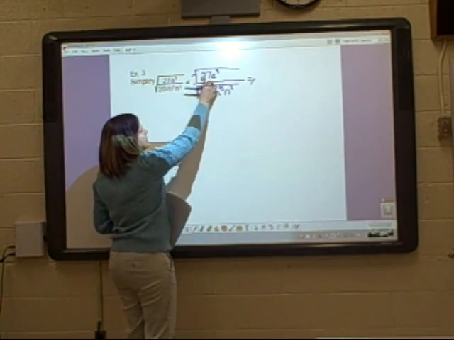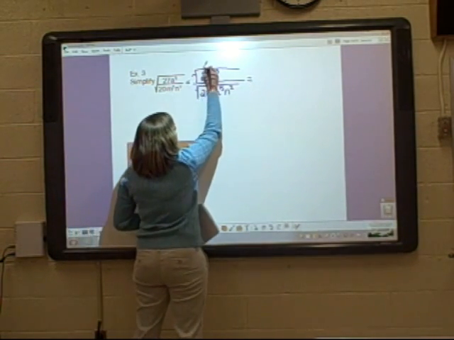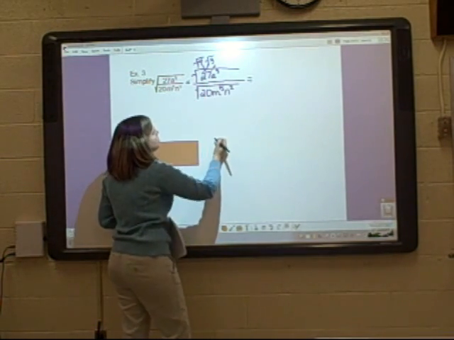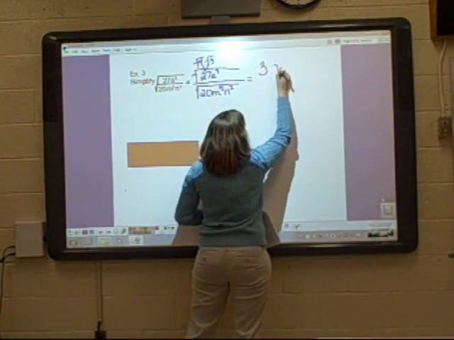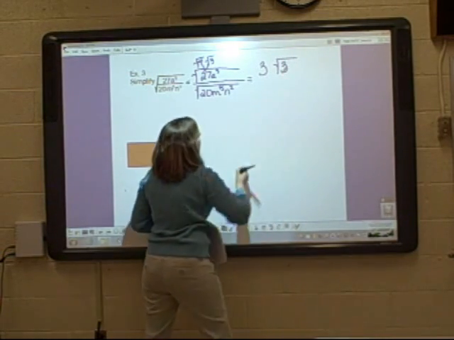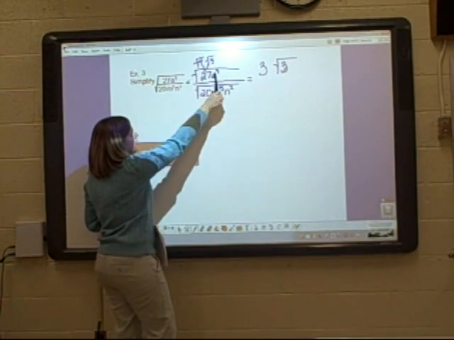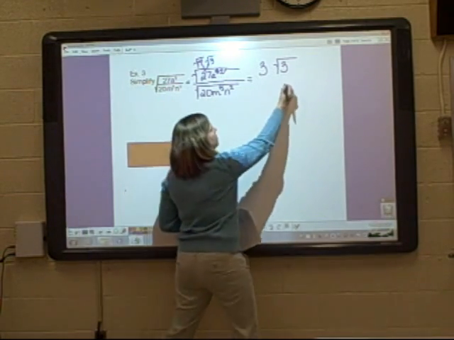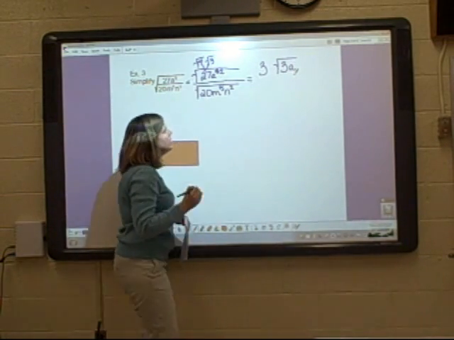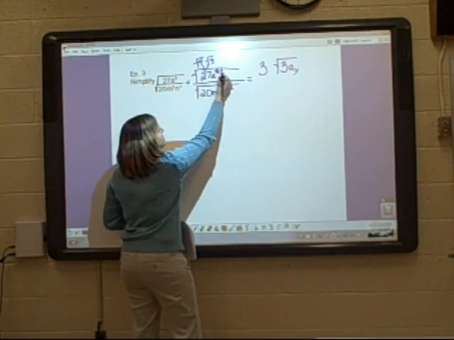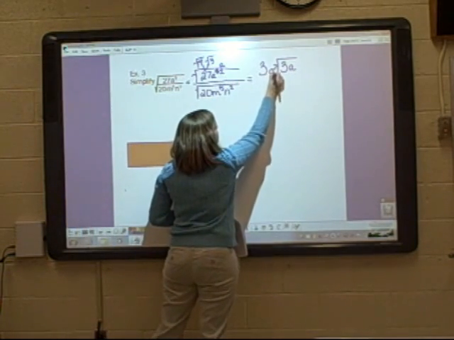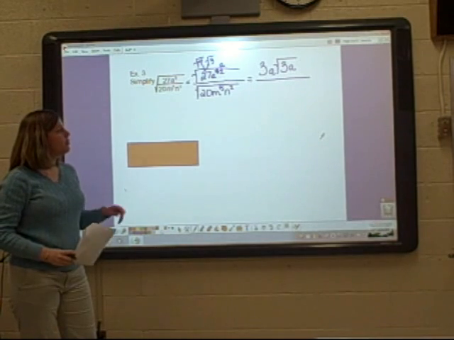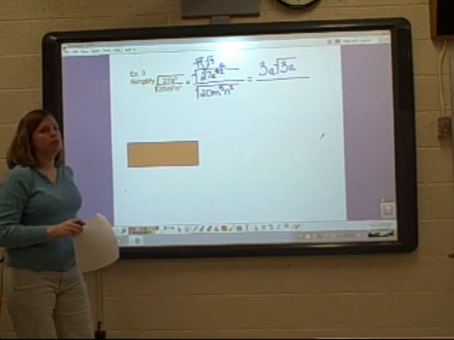So if I simplify the top, 27 breaks down into the square root of 9 times the square root of 3, which is 3 root 3. And a to the 3rd, I'm going to borrow 1 and make it a 2. The one that I borrow goes under the square root, and the square root of a squared is a, and that goes outside. So 27a to the 3rd simplifies into 3a root 3a.